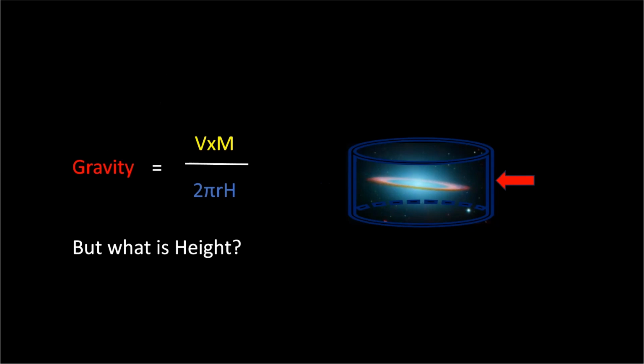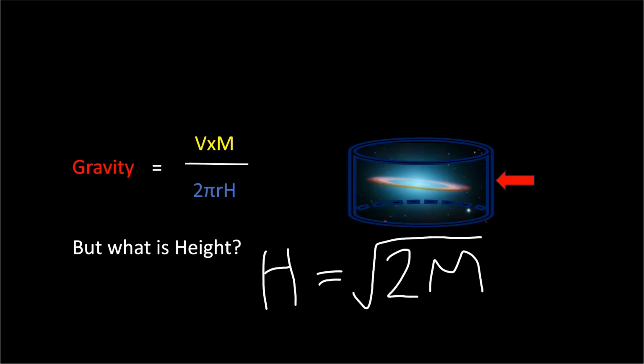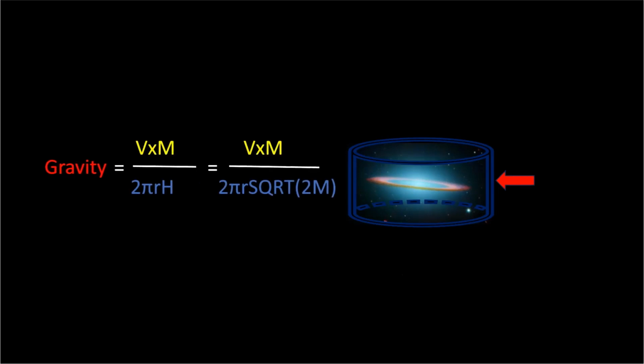But what is the height? Well, this is just a short video, so I won't go into it here, but just so we know, the height is equal to the square root of 2 times the mass. So now we have a new formula. Gravity equals the mass, Vxm, divided by the surface area, which we're using the surface area of a disk. So 2 pi radius times the height, or 2 pi radius square root 2 times the mass. So let's take our new formula and match it against the data and see what happens.